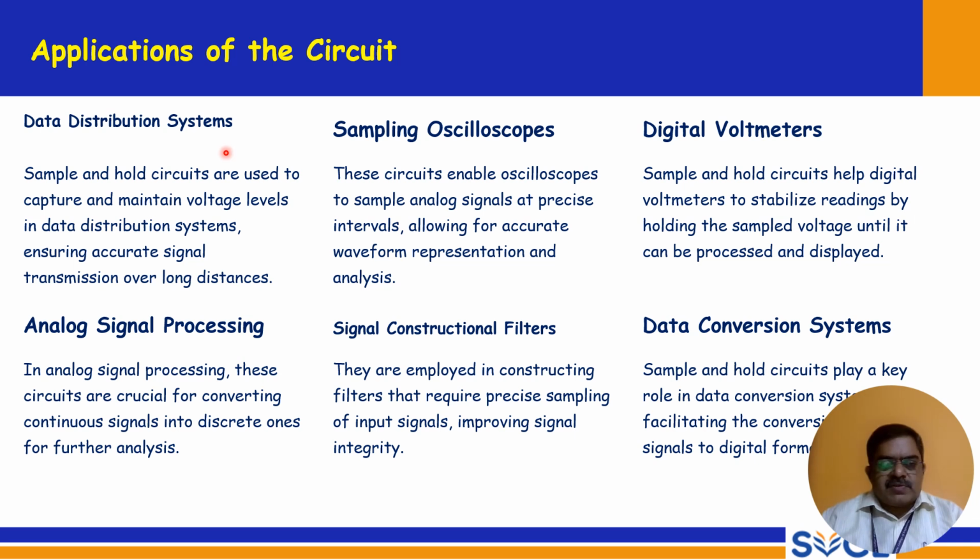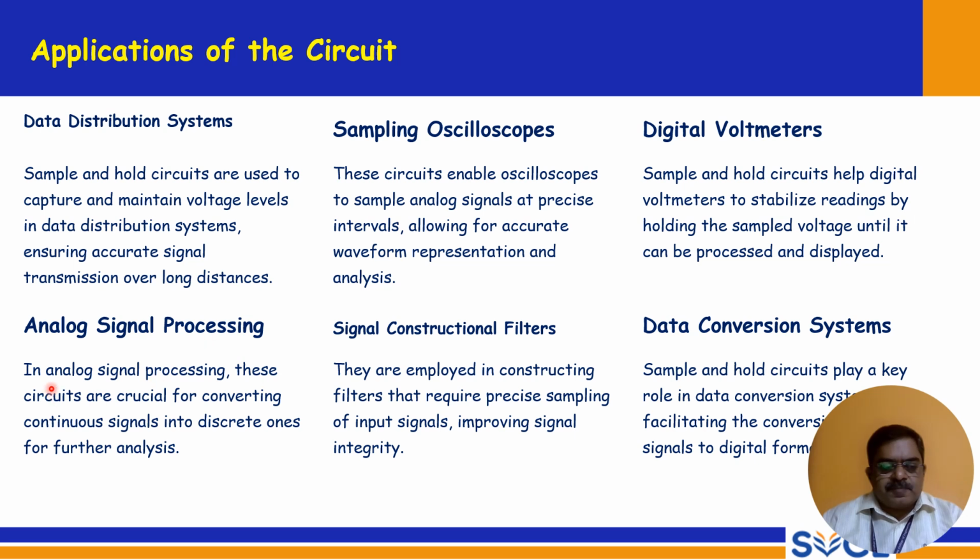Here are the applications of the circuit. It is used in data distribution systems, where sample and hold circuits capture and maintain voltage levels, ensuring accurate signal transmission over long distances. It is used in sampling oscilloscopes. These circuits enable oscilloscopes to sample analog signals at precise intervals, allowing for accurate waveform representation and analysis. In digital voltmeters also it is used. It helps digital voltmeters stabilize readings by holding the sampled voltage until it can be processed and displayed.